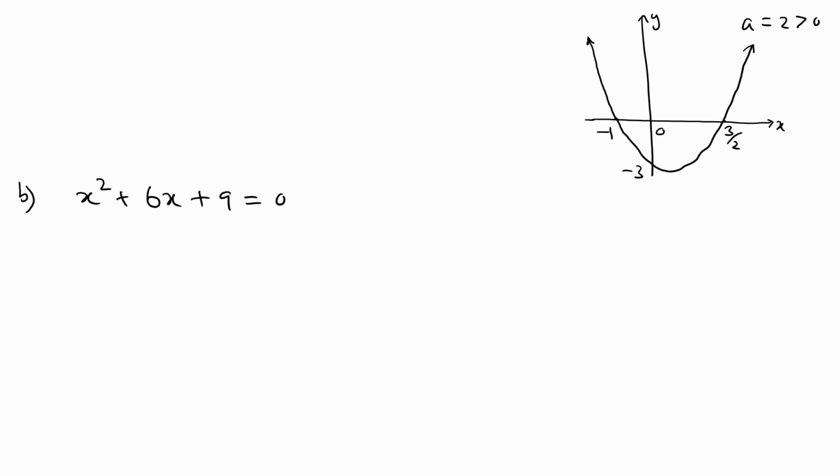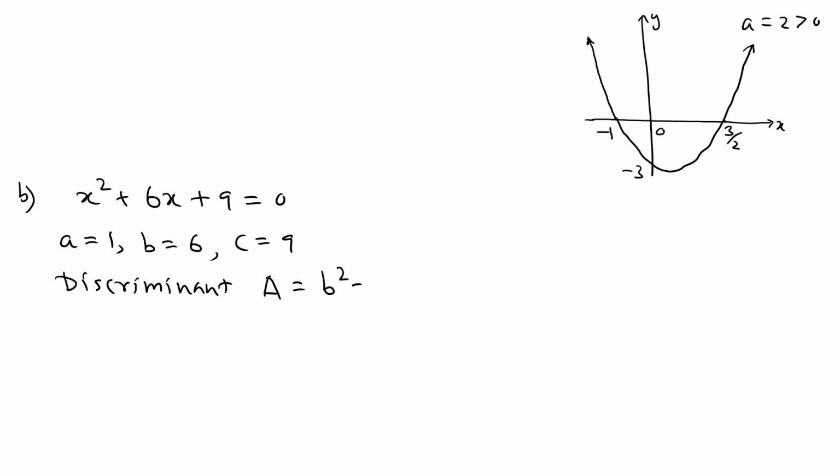So in this problem we have a equal 1, b equal 6, and c equal 9. So the discriminant delta equals b squared minus 4ac. Plugging in, you get 6 squared minus 4 times 1 times 9. You can see that you get 36 minus 36, which is 0. So since this is 0, there is only one real repeated solution.